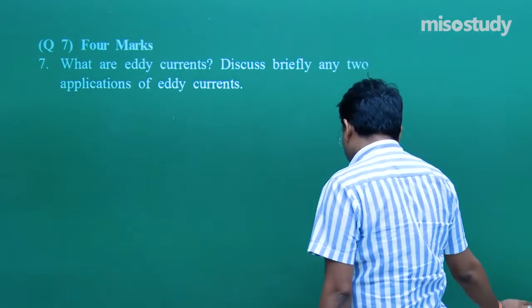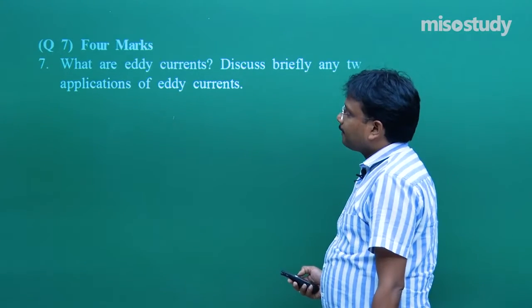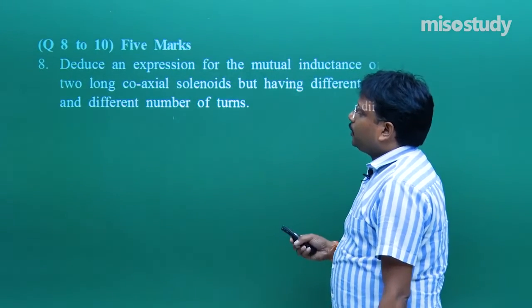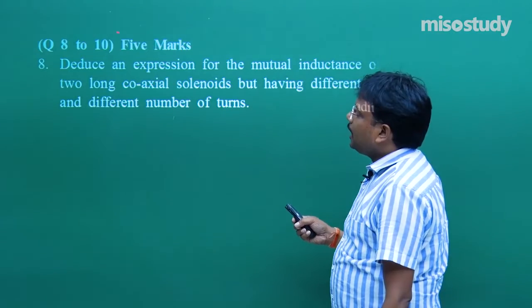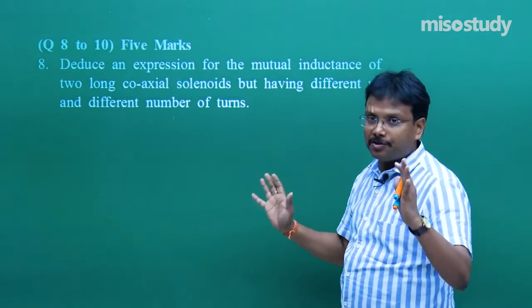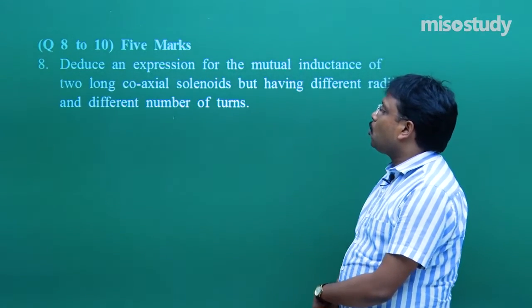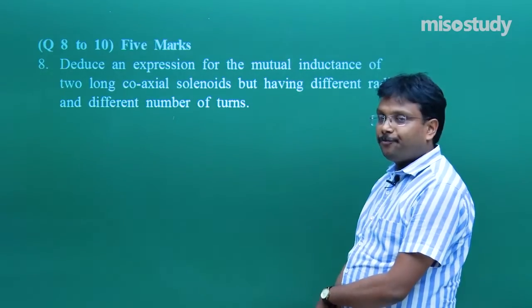Then comes question number 8. 8 to 10 means question number 8, 9, 10. All are 5 marks questions, big questions. Deduce an expression for the mutual inductance of 2 long coaxial solenoids. Fine.